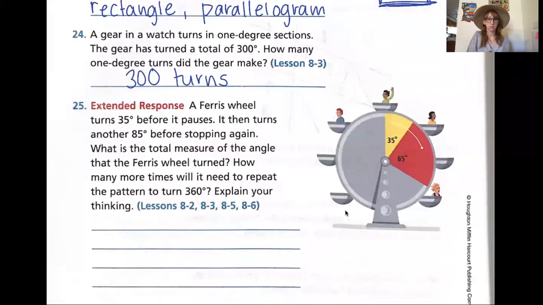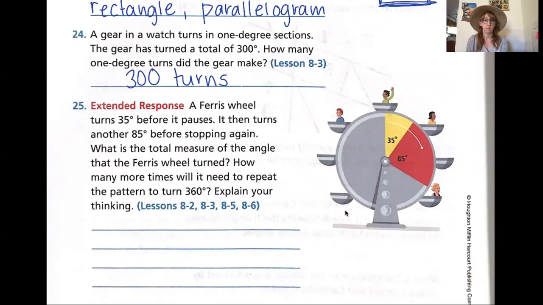Now, 25, there's a few different ways to solve this. I'm going to explain to you what makes sense for my brain, but then I encourage you to write your explanation for what makes sense for your brain, because everybody's brain thinks differently. So a Ferris wheel turns 35 degrees before it pauses. It then turns another 85 degrees before stopping again. What is the total measure of the angle that the Ferris wheel turned? How many more times will it need to repeat the pattern to turn 360 degrees?